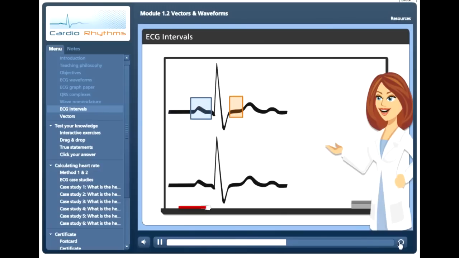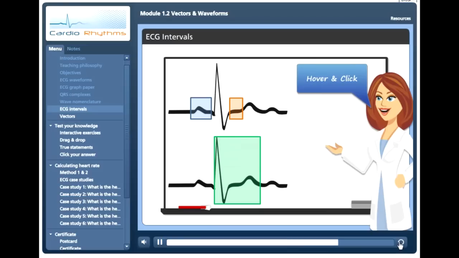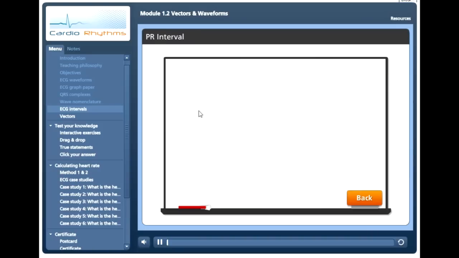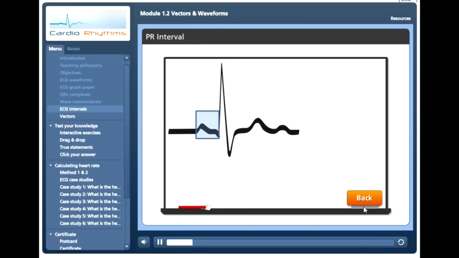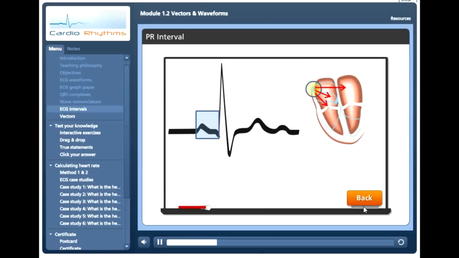These are the time periods between the separate waveforms. Hover over the shaded sections to reveal the name of the interval. Click the sections for more information. The PR interval is the time period from the beginning of the P wave to the beginning of the QRS complex. It basically represents the time it takes for the impulse to travel from the SA node to the AV node. This includes the delay at the AV node. The delay by itself is specifically known as the PR segment.